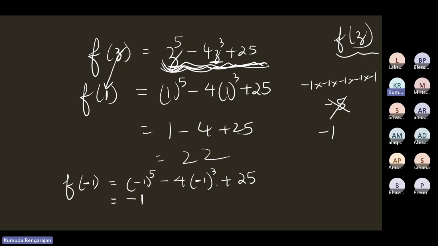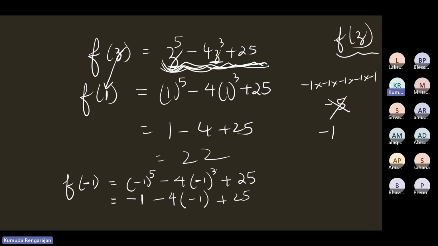So this bracket has to be simplified. Minus 1 the whole cube. Write this minus 4 as it is in the bracket. What is minus 1 the whole cube? Minus 1, because minus 1 into minus 1 into minus 1 is minus 1 itself. Plus 25. Now don't ask me, ma'am, you forgot to put the power. Not that I forgot.